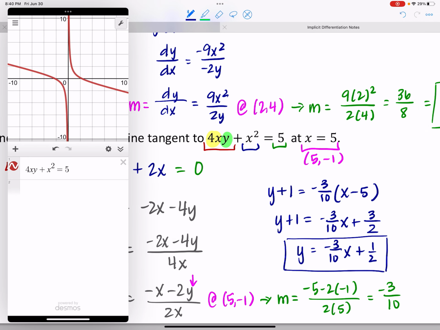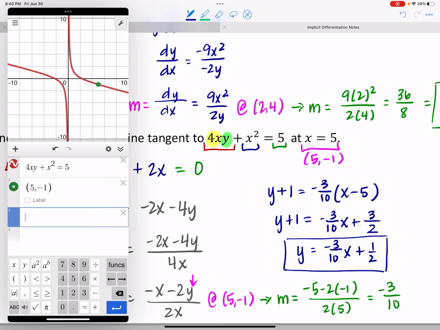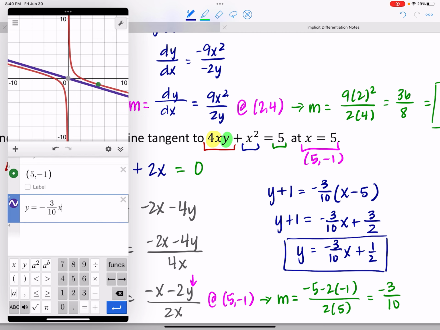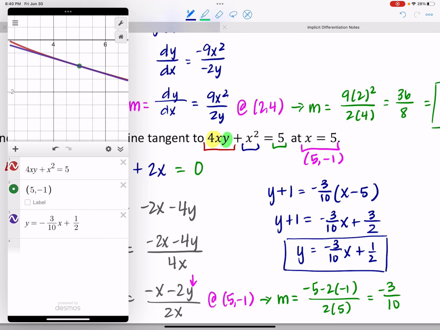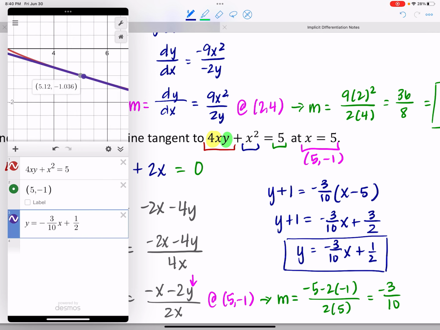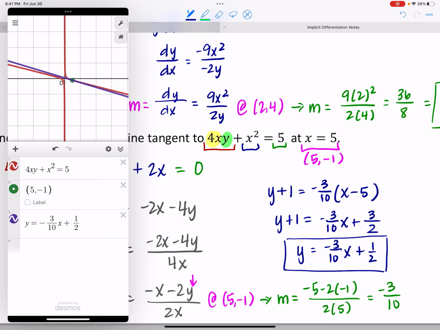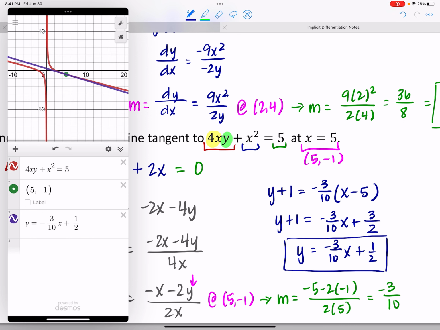So let's do it. Let's check our work. Let's check what we've done here. So the point, again, was 5, negative 1. That's the point we're looking at. And here's our equation: y equals negative 3/10 x plus 1/2. And it looks pretty darn good. I'm just going to try to zoom so you can see it a little bit better. It doesn't want to zoom, but you can see it. I'm hoping that line is clearly tangent to that curve at that point.